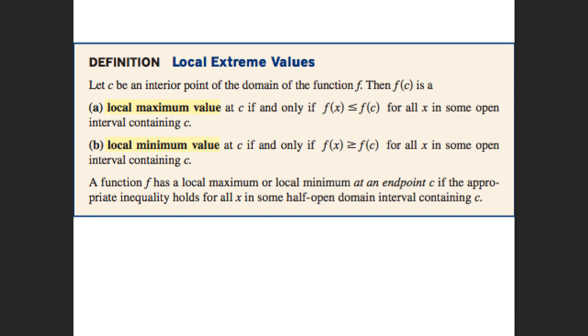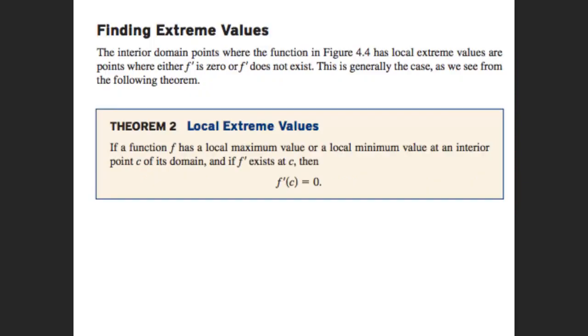So local extreme values: a local one means that it's a maximum in an interval, but it's not the absolute max. And a local minimum, same thing. It is a minimum value, but it's not the absolute minimum. Okay, so it's the lowest point in its area.